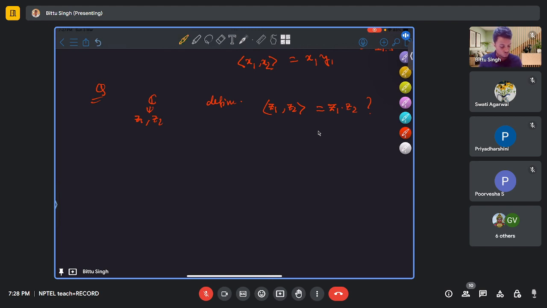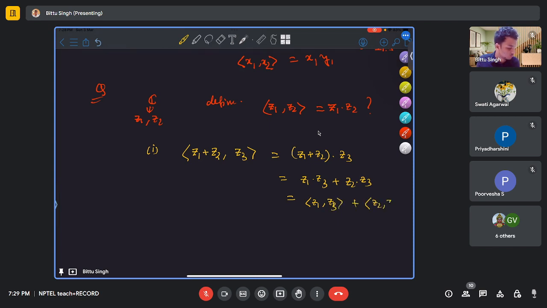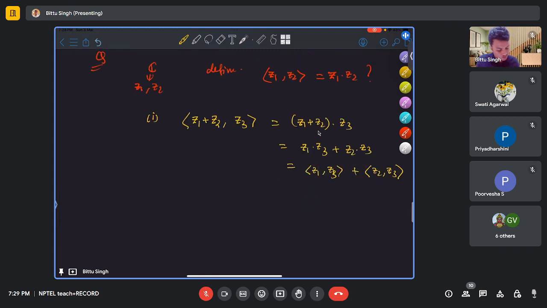So if we want to check those properties, the first property will be linearity. That is, take two entries z1 plus z2 and take the inner product with another vector. By definition, this is the same as (z1 plus z2) times z3. By the distributive property, this is the same as z1 times z3 plus z2 times z3. And this is actually <z1, z3> plus <z2, z3>. So the first property is satisfied.